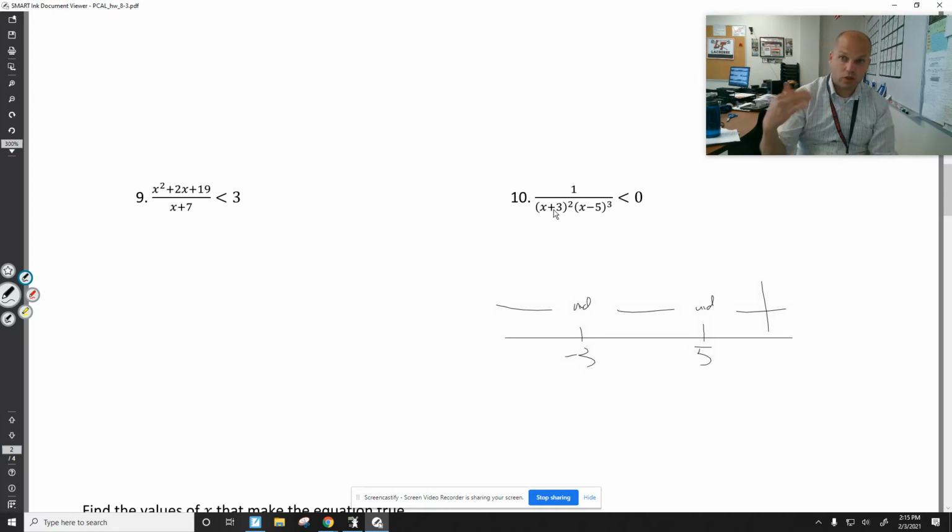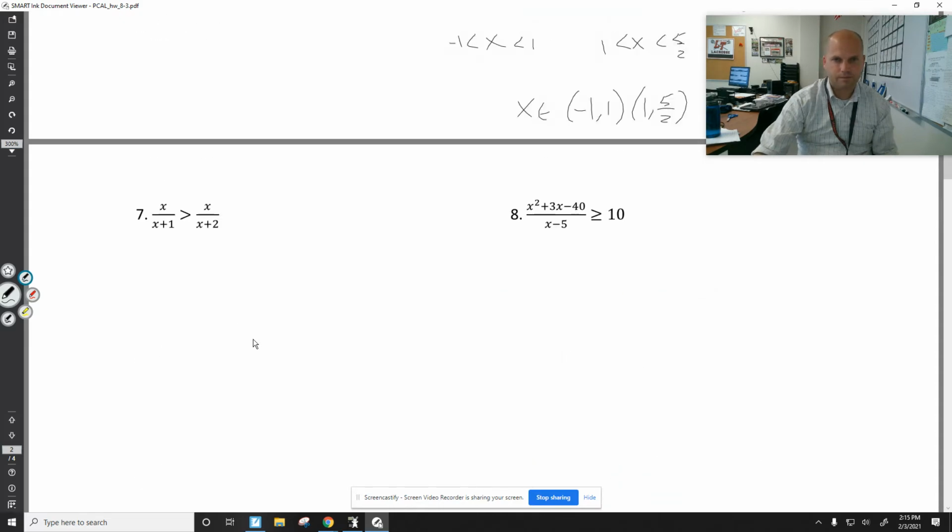-4 plus 3 squared is a positive. -4 minus 3 cubed is a negative. That's a negative. Okay, so when are we less than 0? Here and here. I'm not going to write down the intervals. You can figure it out.